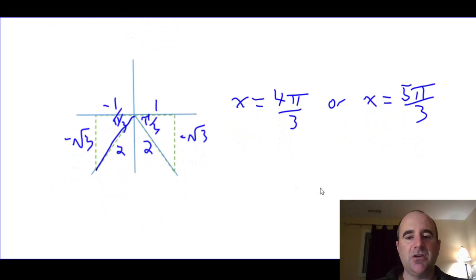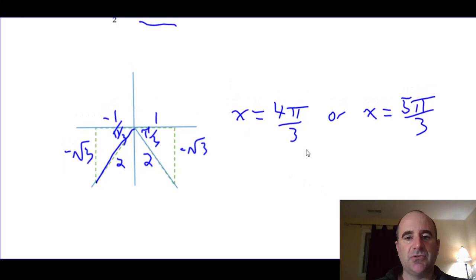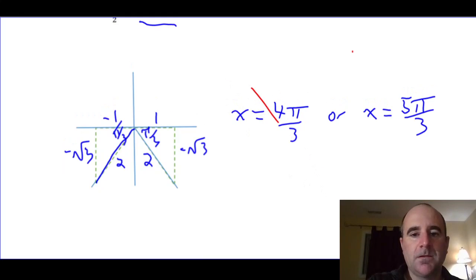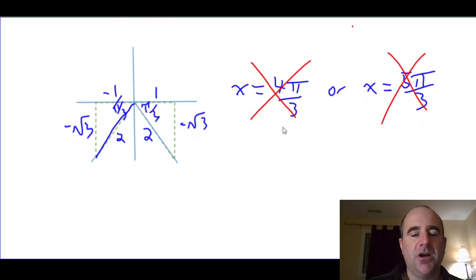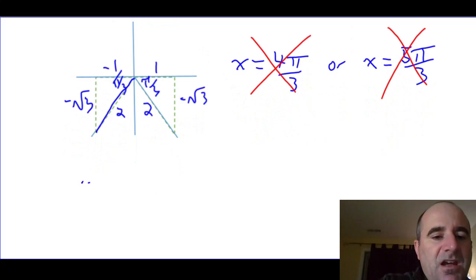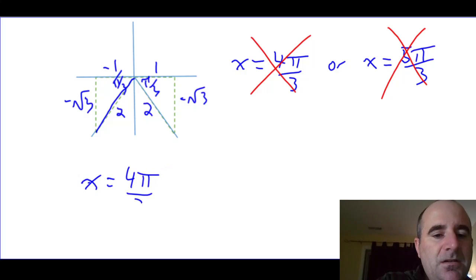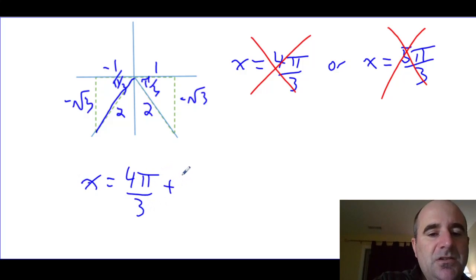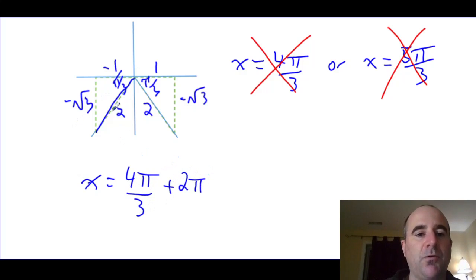So as it turns out, we can take these answers right here, and we're just going to make them a little better. Not a model solution to have that there, but that's okay. We're going to write instead that x is equal to 4 pi over 3 plus 2 pi. Because what I can do is start at 4 pi over 3, and go around 360, which is 2 pi, and I will still end up in the same place.